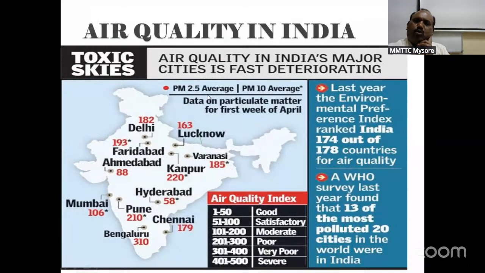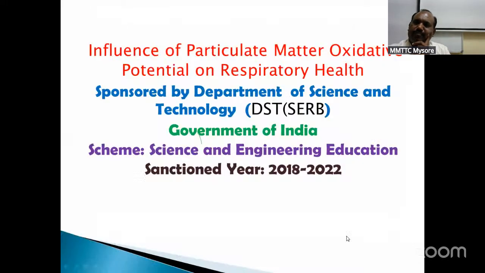See, PM 2.5 and PM 10 average data, particulate matter for the first week of April. So this is the status of the air pollution index: Delhi 182 and 164, even Bangalore, 310, Mumbai 106, Hyderabad 58, Chennai 179. This varies. That is why the WHO survey last year found that 13 of the 20 most polluted cities in the world were in India.